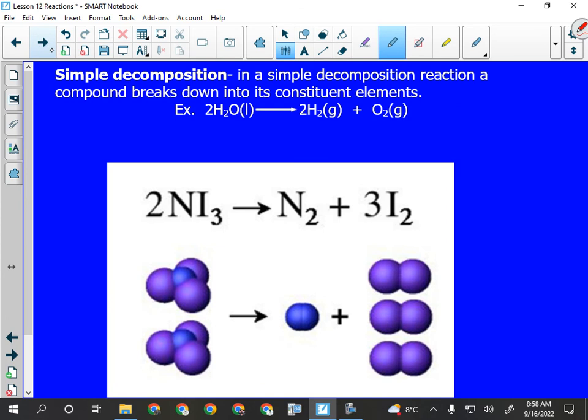So atoms can be joined or they can be separated. The reaction that separates things we call a simple decomposition reaction, because decomposition means to break down into simpler parts. In a decomposition reaction, a molecule or a compound breaks down into smaller parts, usually into its constituent elements. In this case, water is being broken down into hydrogen gas and oxygen gas.